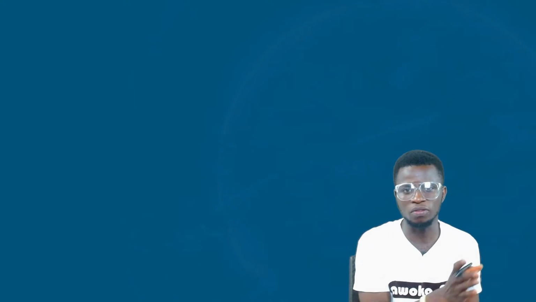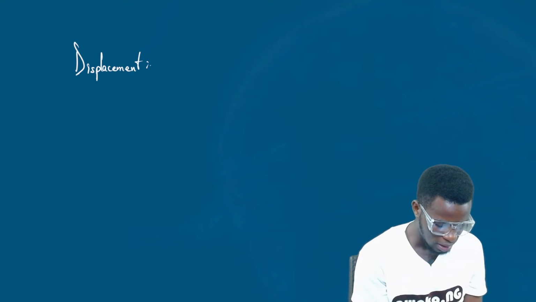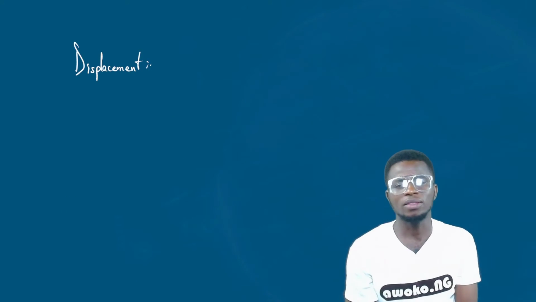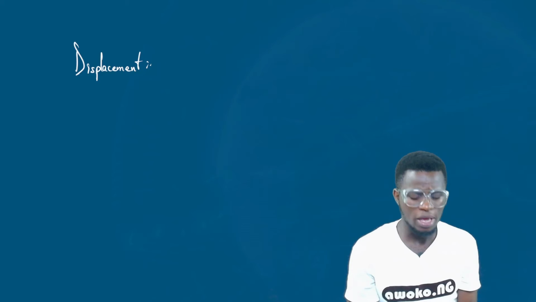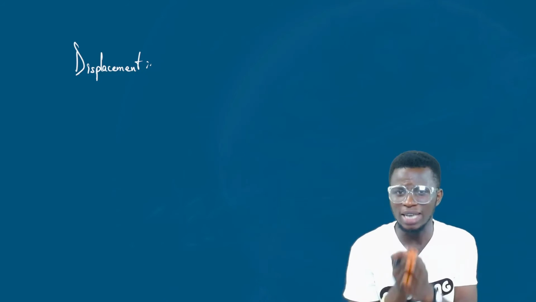But before we talk about velocity, we cannot talk about velocity without understanding the concept of displacement. So what then is displacement? Displacement is seen basically as the change in the position of a particle in a defined or specified direction.